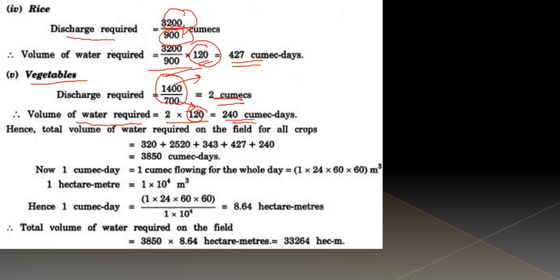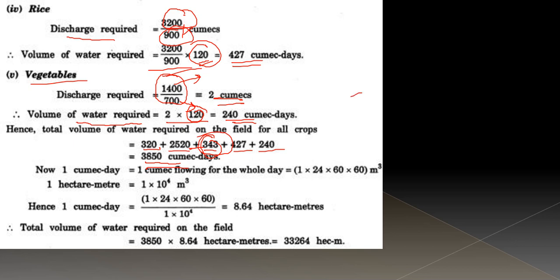Now what we need to do is sum up all the volumes of water required for each crop. 320 is for wheat, 2520 is for sugarcane, 343 is for cotton, 427 is for rice, and 240 is for vegetables. We had 5 crops. So in total you will require this much volume of water, that is 3850 cubic days.